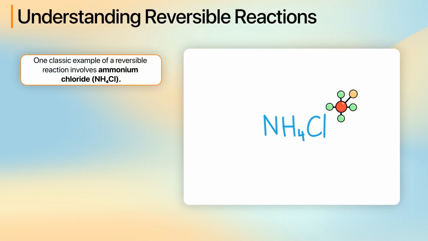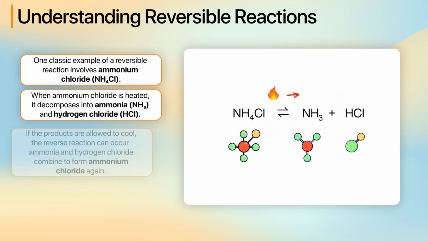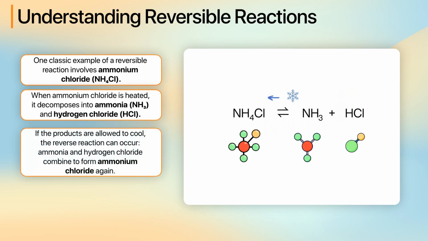One classic example of a reversible reaction involves ammonium chloride. When ammonium chloride is heated, it decomposes into ammonia and hydrogen chloride. If the products are allowed to cool, the reverse reaction can occur. In the reverse reaction, ammonia and hydrogen chloride combine to form ammonium chloride again. Therefore, this reaction is reversible.